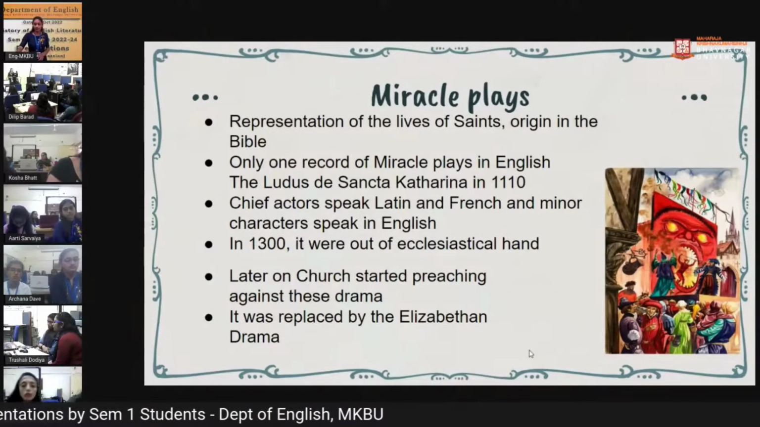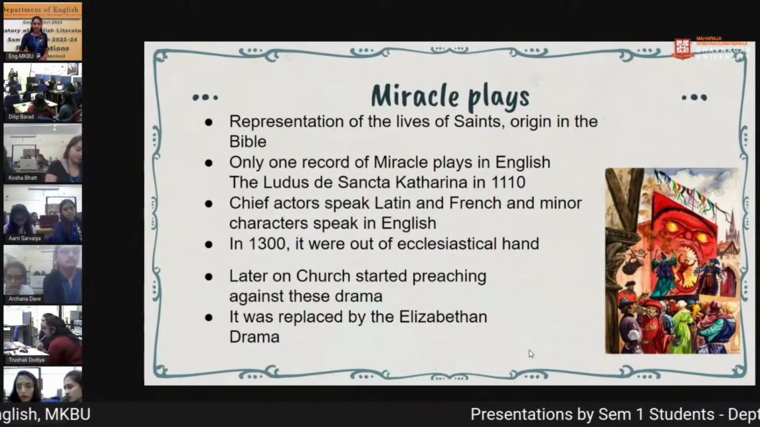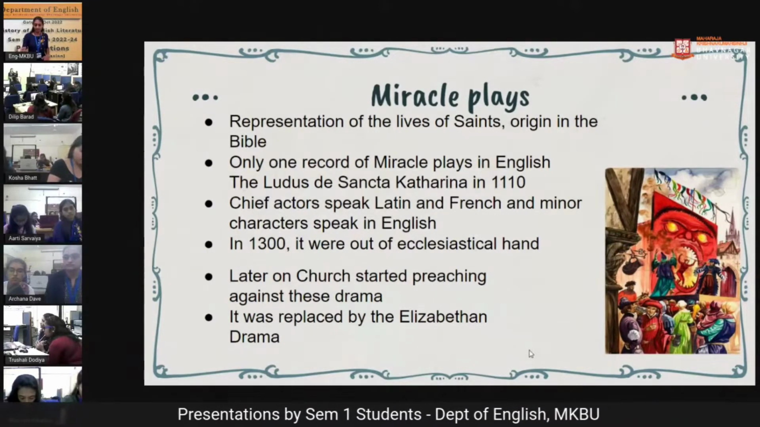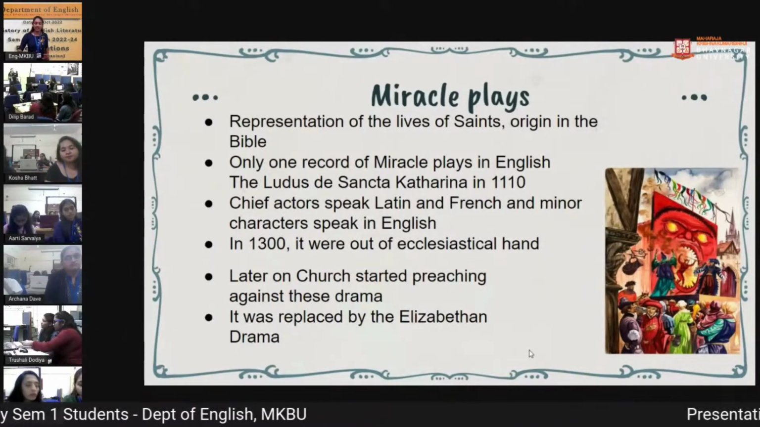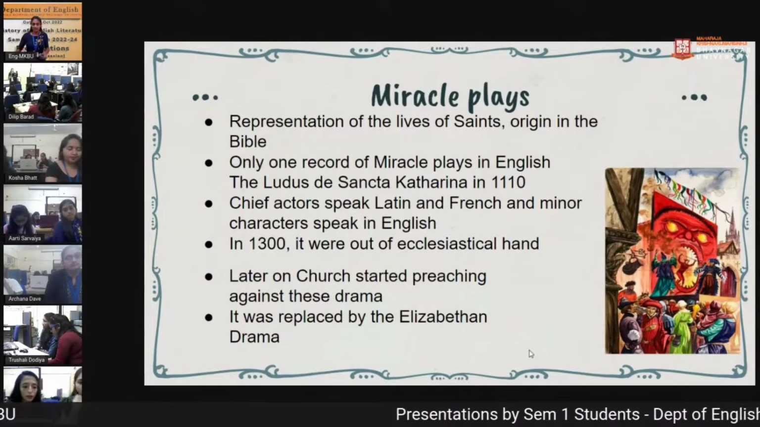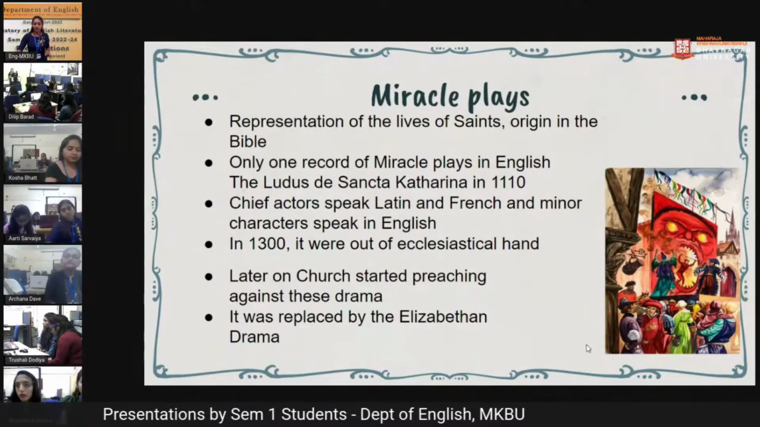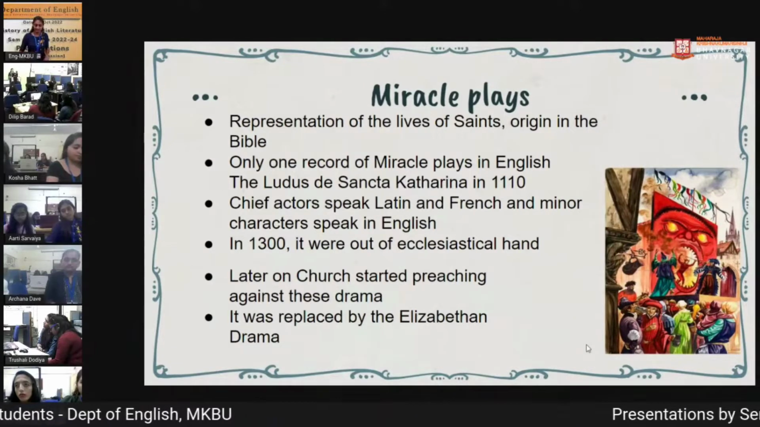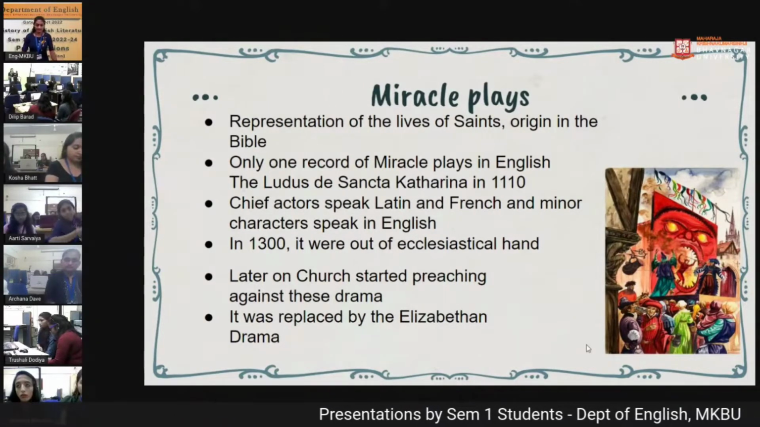In this picture, you can see a mouth of hell, and in miracle plays, they used to put this in the front of the theater. It was made to show a kind of fear, that if you do such things, you will go to hell, and it was for fear, so that they could moralize those lessons.